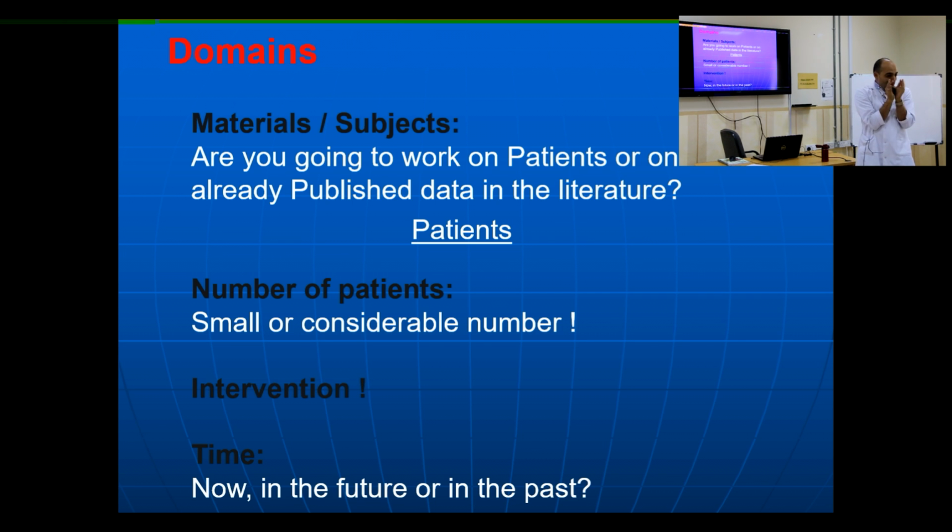Do I have a small number, or a considerable or big number? This is domain number 2. And then, intervention. I will explain. Are you going to intervene? Are you going to change their clinical course or not? And finally, the time. Are you going to study now, or looking backwards, or looking forwards? Easy? Let's take it step by step.